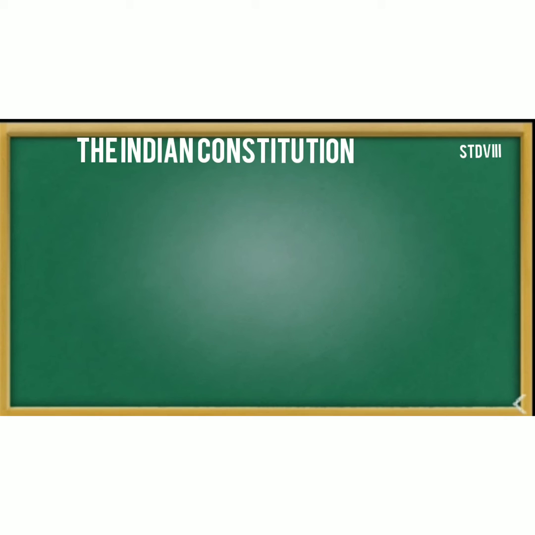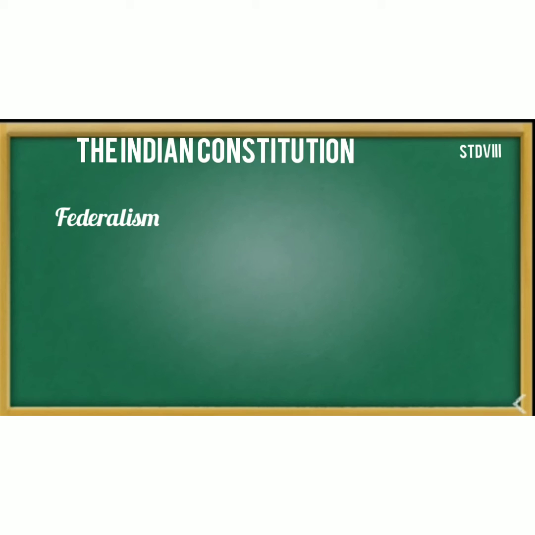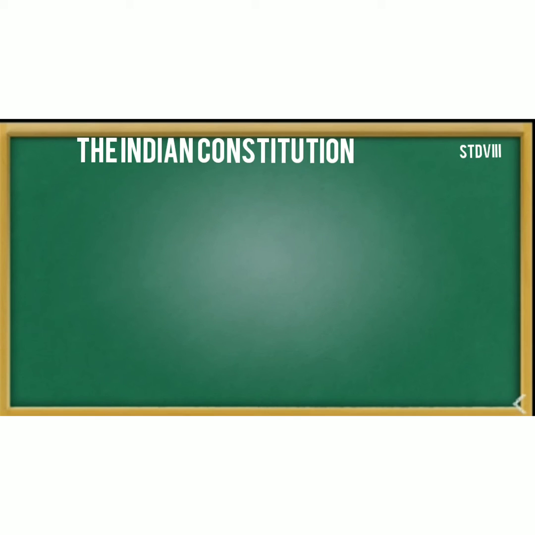In the next part, we will see the key features of Indian constitution. So we have 5 key features: federalism, then second one separation of powers, third parliamentary form of government, fourth fundamental rights, and fifth one is secularism. Now we will see each of those features in a bit of detail. Okay, so we will consider the first feature of Indian constitution, that is federalism.